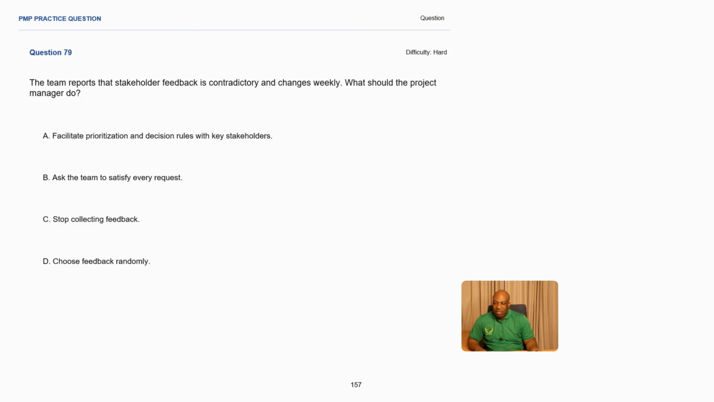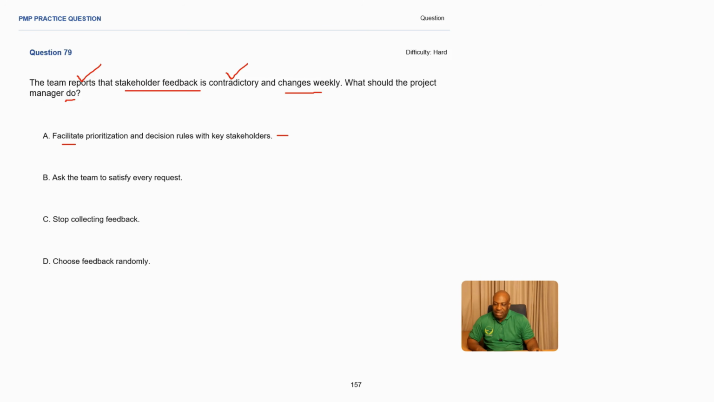Practice question number 79, okay? The team reports that stakeholder feedback is contradictory and changes weekly. What should the project manager do? So our problem statement here is the team is reporting that stakeholder feedback is contradictory and is changing weekly. What should the project manager do? A, facilitate prioritization and also decision rules with key stakeholders. I like this one. When you're facilitating with key stakeholders, you're bringing people together to give you solutions.